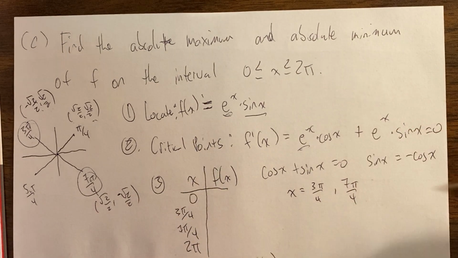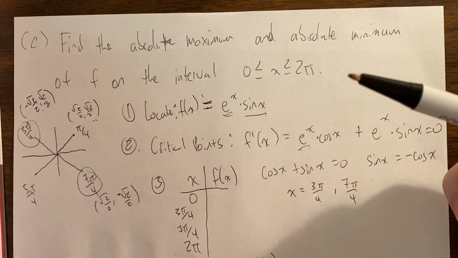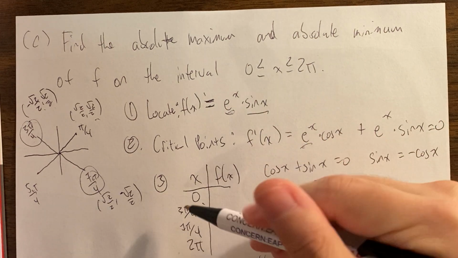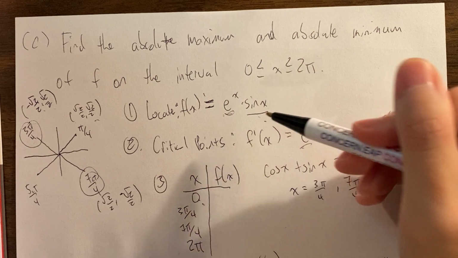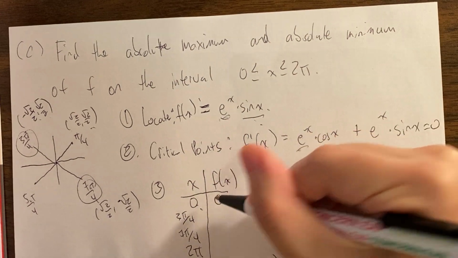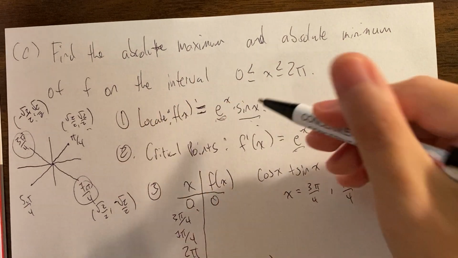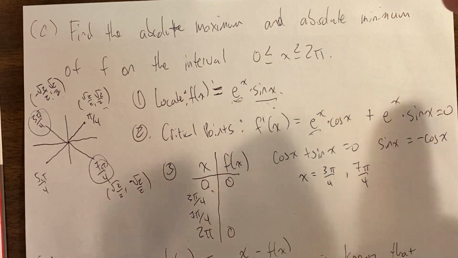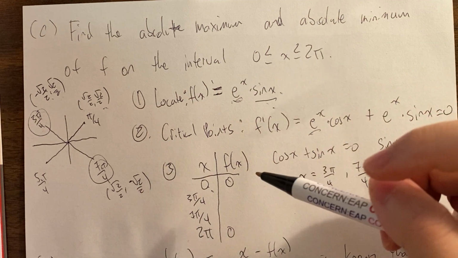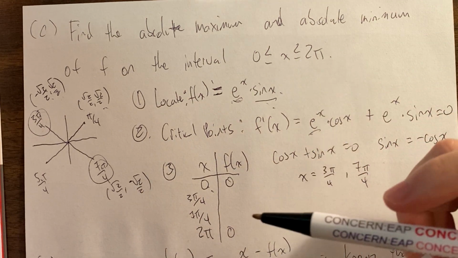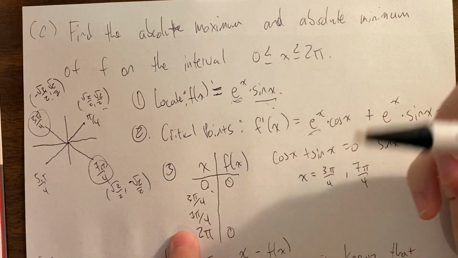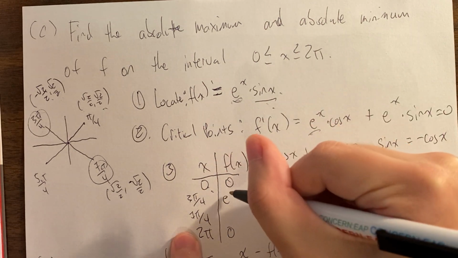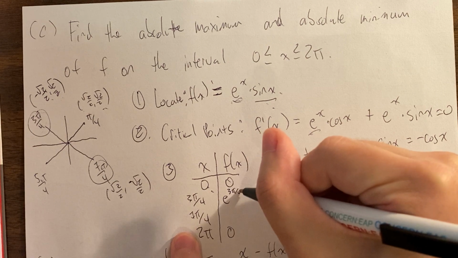Great. And then finally, we're going to take these 4 numbers and plug them into our function slowly. Again, using sine values. So the easy ones actually are 0 and 2 pi, because when you plug in 0 into either of these, sine of 0 is 0. And 2 pi is the same angle as 0, so sine of 2 pi is also 0. So that's not too bad. Then, when you plug in 3 pi over 4 and 7 pi over 4 into this function, it's going to be e to the 3 pi over 4. Can't really simplify that at all.